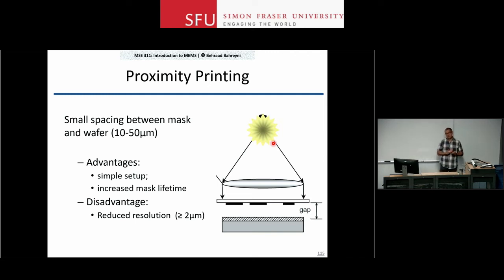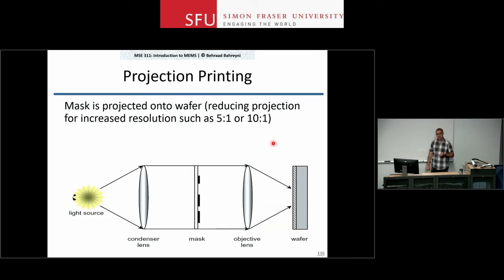You also have challenges with uniformity now, right? So if you had uniformity challenges with contact printing, now you actually have more challenges in terms of the uniformity of the pattern across the wafer. This is called proximity printing. It's really not used that often. We usually use contact printing in the research labs and university labs, or we use projection printing in manufacturing facilities.